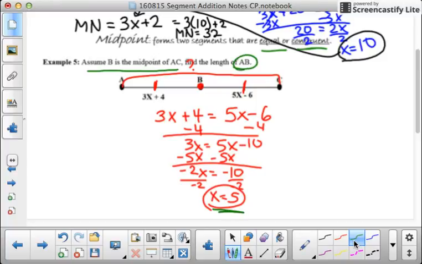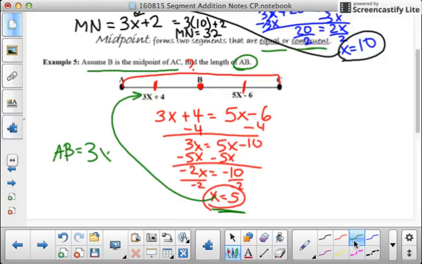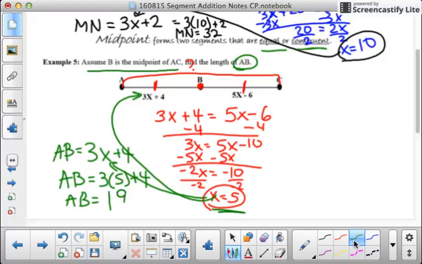So I found X, but I've not found how long A to B is. So all I'm going to do is take this and plug it back in. So A to B is going to be 3x plus 4. Well, now I know that X is actually 5. So the length of A to B is actually 3 times 5 plus 4. So I then think in my head, well, what's 3 times 5? It's 15. Again, I just need to add 4 to it. So I'm going to get 19.